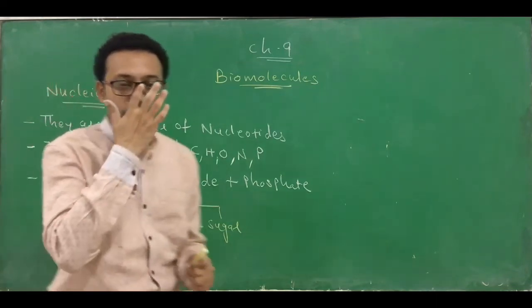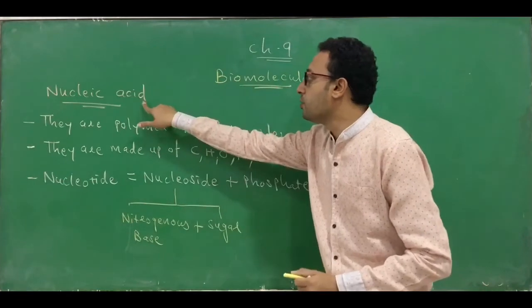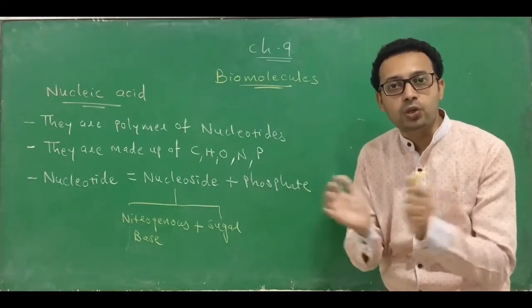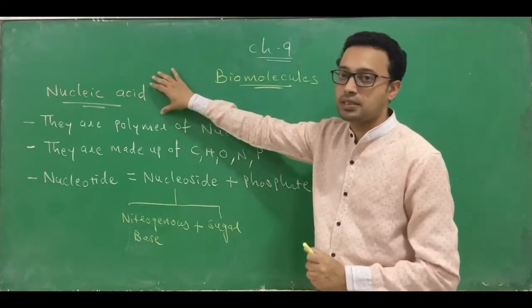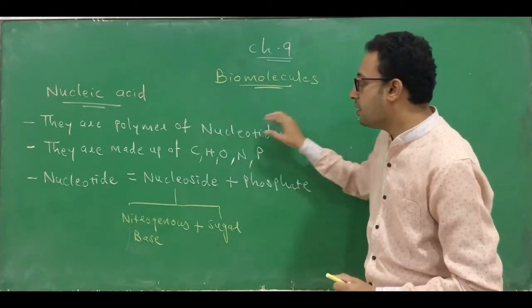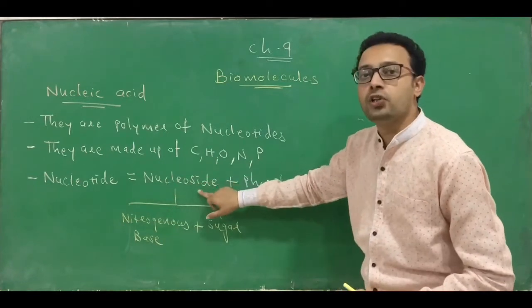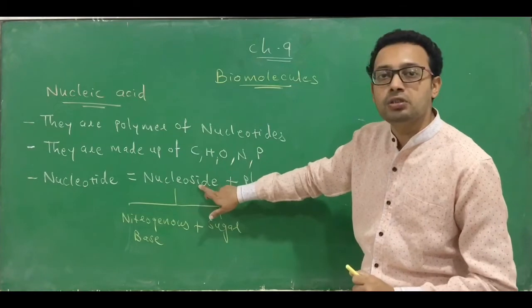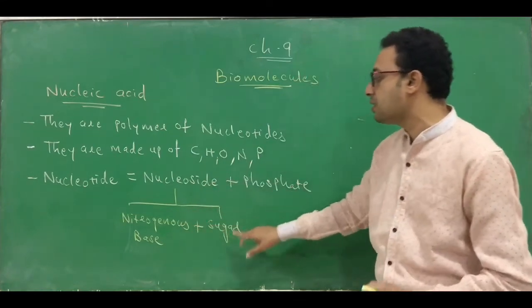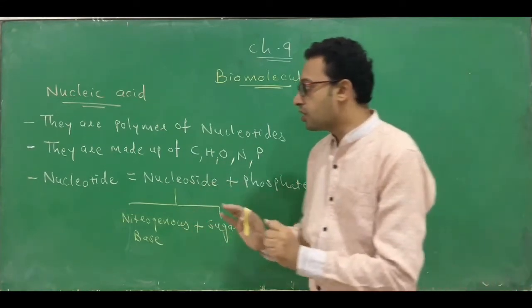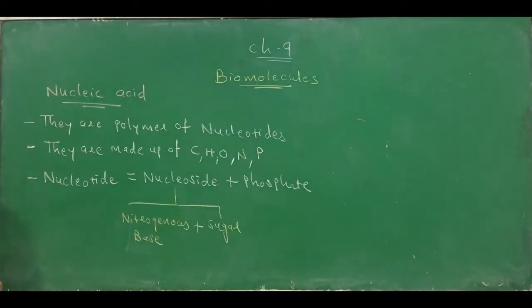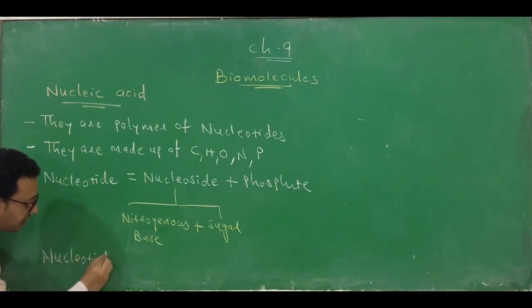So I again repeat, what is a nucleic acid? Nucleic acids are polymers of nucleotides, meaning many nucleotides combine together to form a nucleic acid. Now what is a nucleotide? A nucleotide is a combination of nucleoside and phosphate. Now what is a nucleoside? A nucleoside is a combination of nitrogenous base and sugar. In short, you can also define a nucleotide like this.